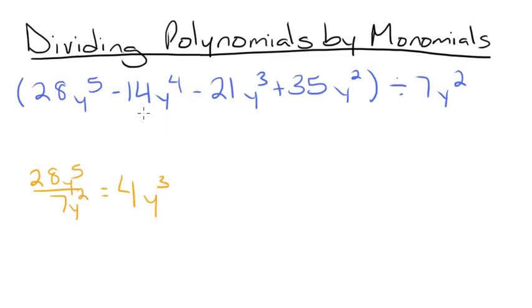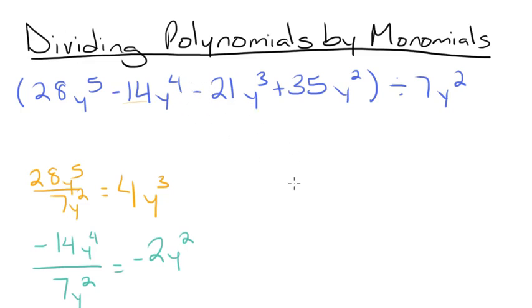Now let's move on to the next term. Signs are very important in math, so make sure to grab the minus sign or the negative sign if there is one. So here we're going to take this term, negative 14y to the 4th, and divide it by the monomial, 7y squared. So negative 14 divided by 7 is negative 2, and y to the 4th divided by y squared is y squared.